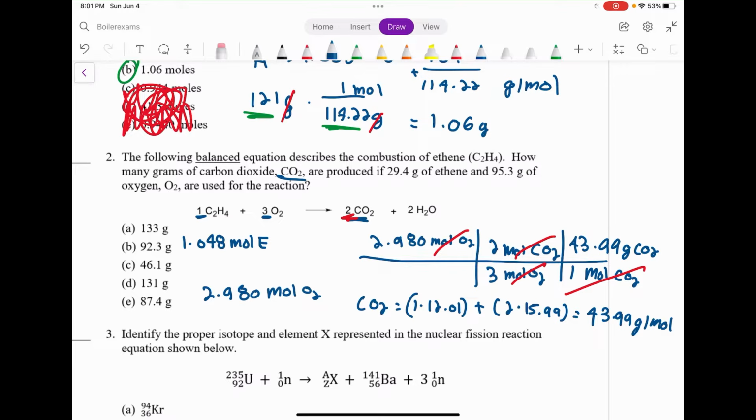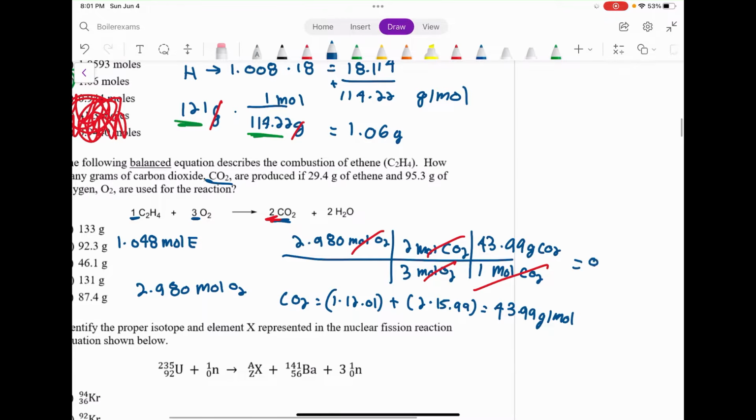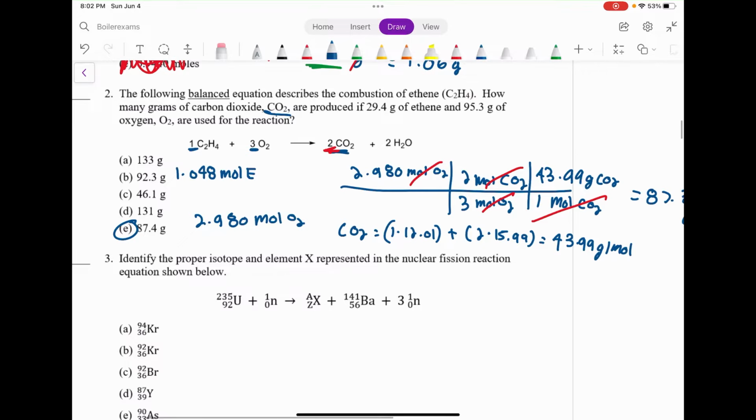Okay. And that gives me 87.39 grams of CO2, which is E, which is correct.